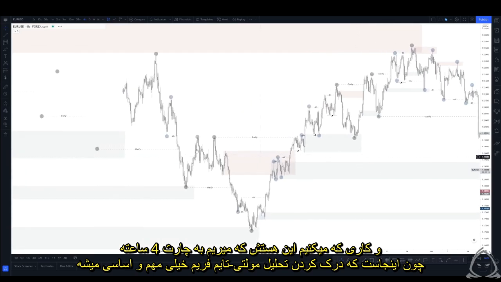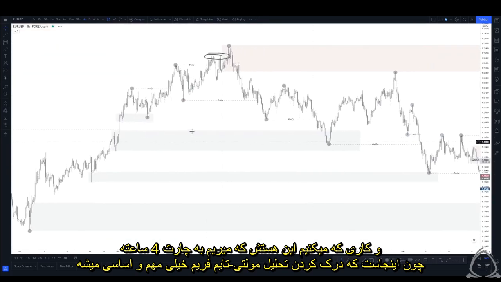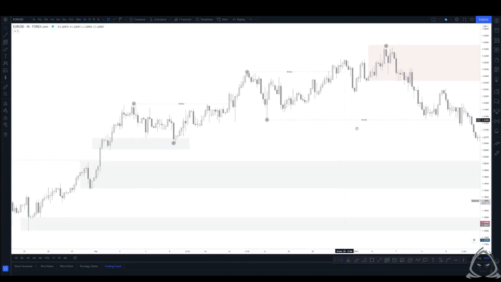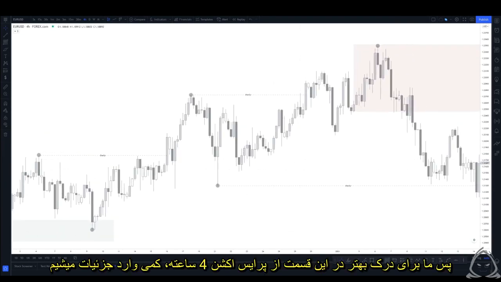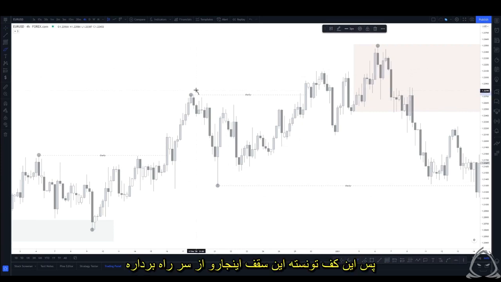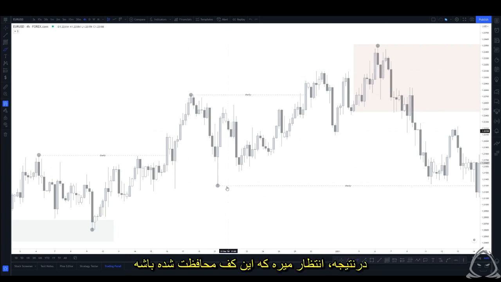But this is where multi-time frame analysis starts to come into play. And what we'll do is we'll go down to the 4-hour chart, because this is where multi-time frame analysis becomes so integral and crucial to understand. So what we can do is just dig into this bit of 4-hour price action just to get a better understanding. So what we can see is we've broken this swing high. So this low was successful in taking out this high right here. So as a result, we expect that this low is protected.